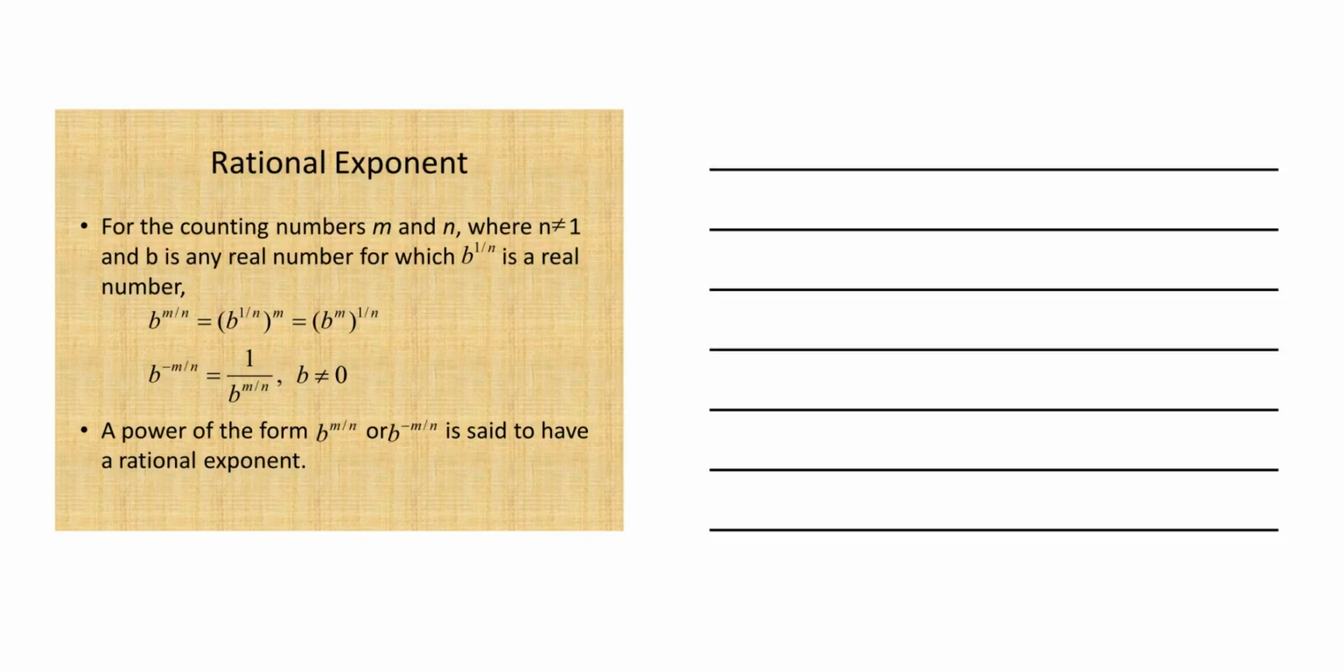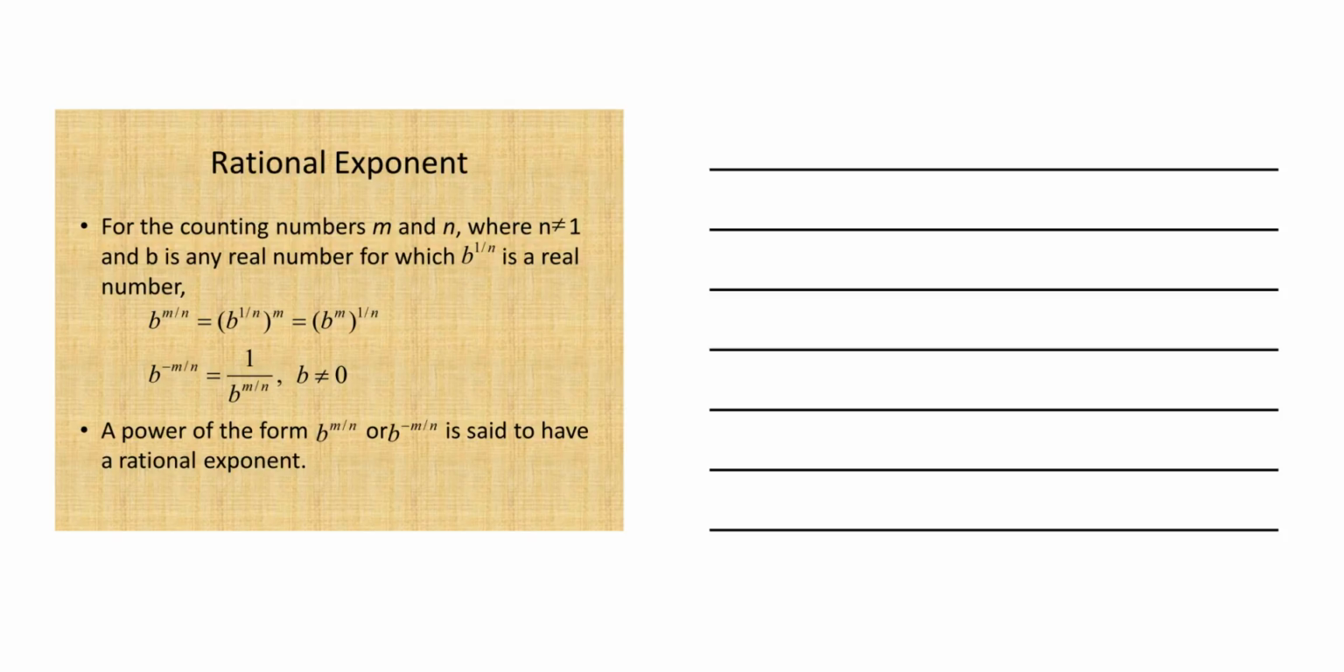Rational exponents. For the counting numbers m and n, where n does not equal 1, and b is any real number for which b to the 1 over n is a real number. If we have b to the m over n, we can always split this up. The equivalent is b to the 1 over n in parentheses, and then on the outside have an m. On the other hand, we can also say b to the m inside the parentheses, and outside the parentheses to the power of 1 over n.